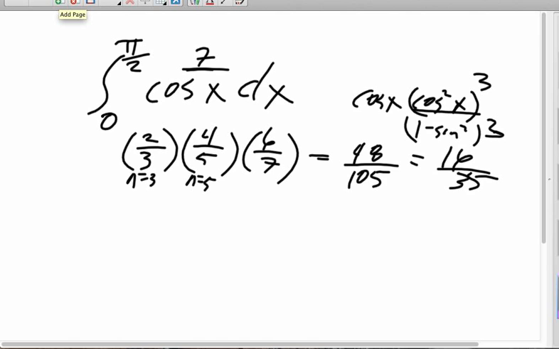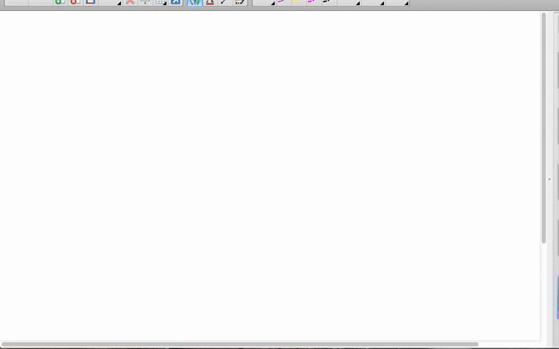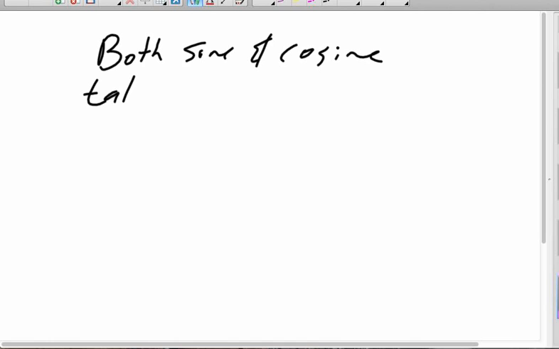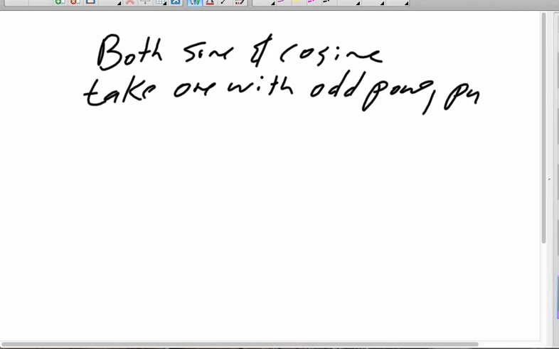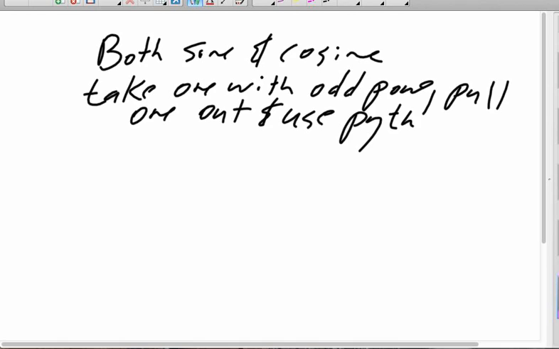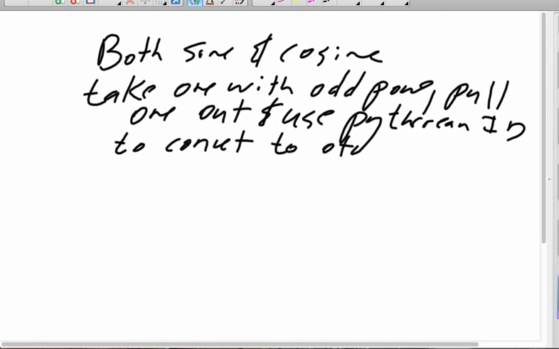So let's review real quickly the tricks. If I have both sine and cosine, take the one with odd power, pull one out, and use the Pythagorean identity to convert to the other trig function. And this works for sine or cosine.